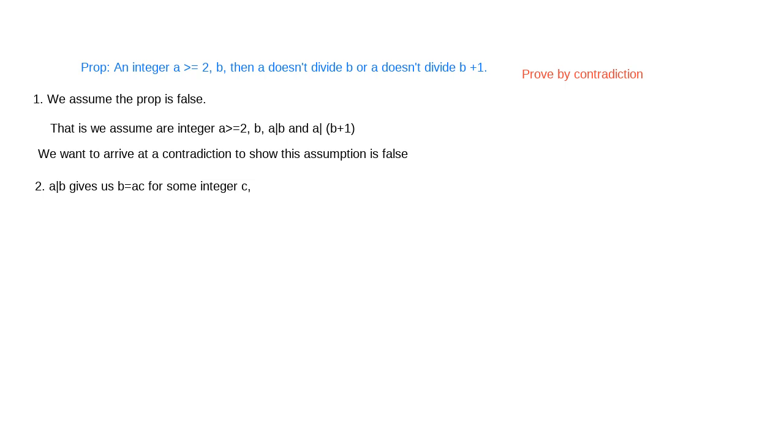Similarly, A divides B plus 1 gives B plus 1 equals to A times D. Let's use another letter, D, for some integer D. So A divides B plus 1 is to say B plus 1 equals to AD, right? A is a factor of B plus 1 for some integer D. Make sense? Anyone has any questions?